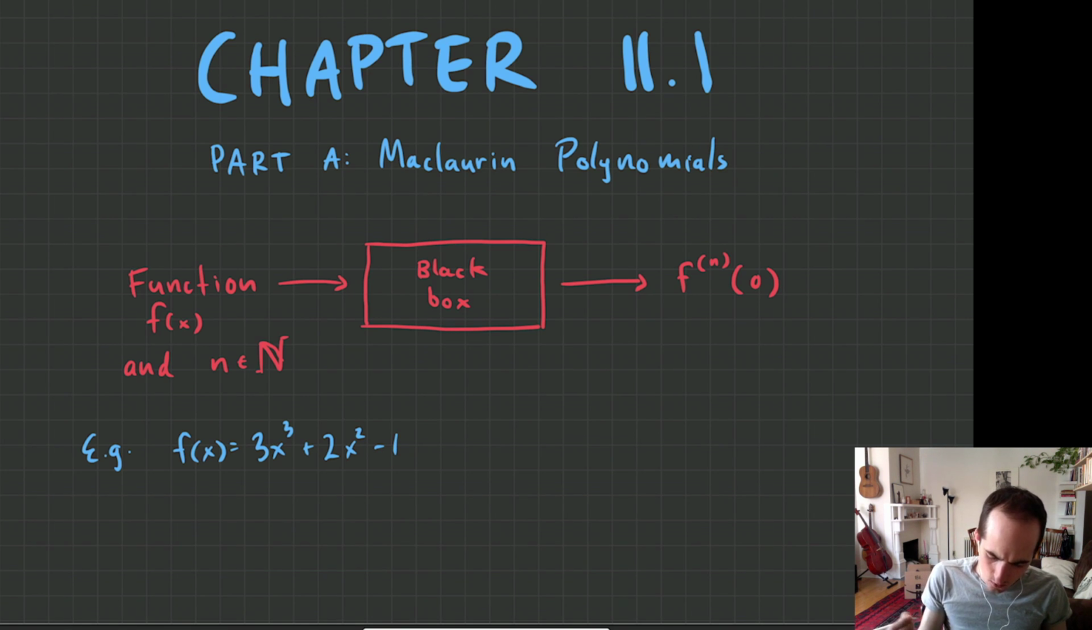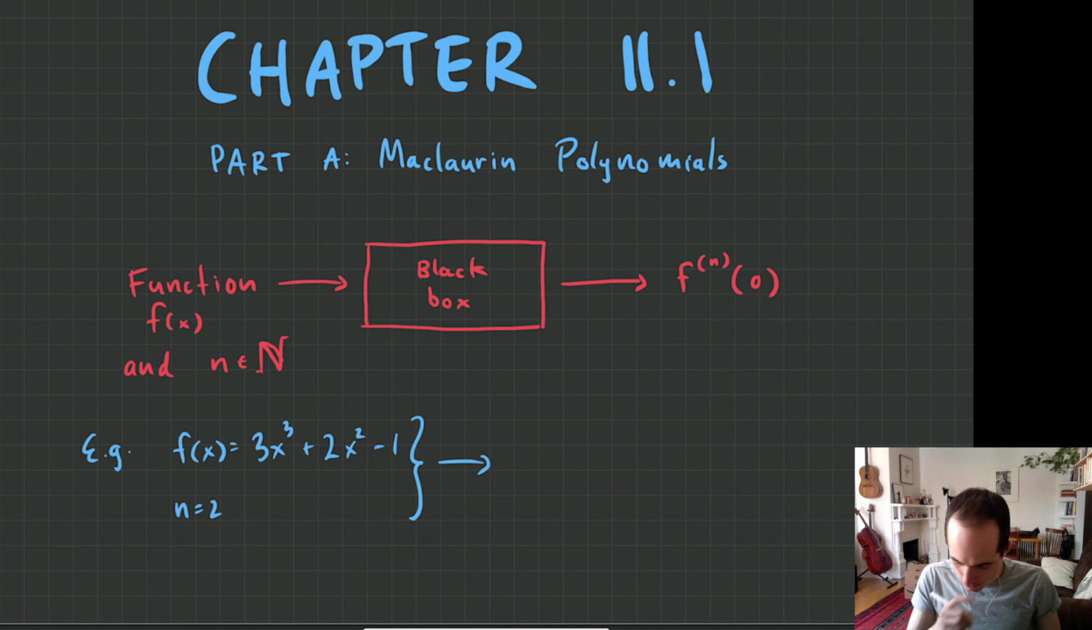And let's say that we wanted the third derivative. Actually, let's do the second derivative. Let's say that n is equal to 2. So we feed this into the black box, and the black box spits out, well, I mean, we would have to actually do this ourselves, so let's quickly do this.